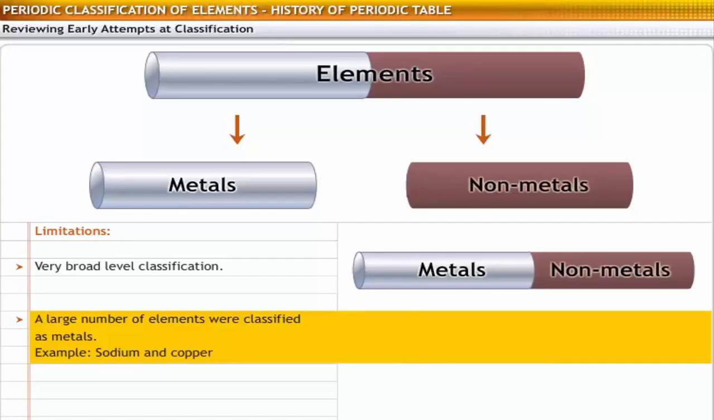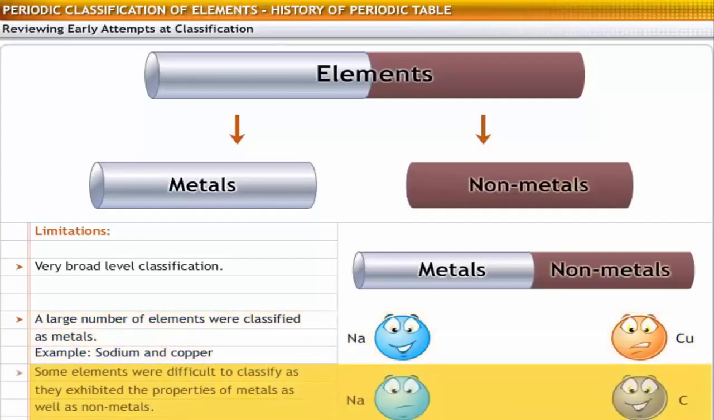For example, sodium and copper were both characterized as metals, but their chemical properties are very different. Some elements such as boron exhibited the properties of both metals as well as non-metals. It was difficult to determine how to classify such elements.